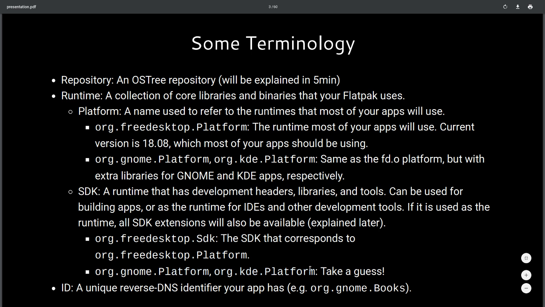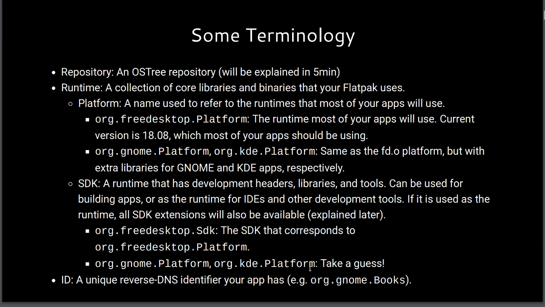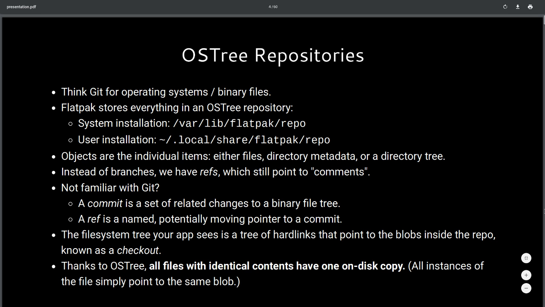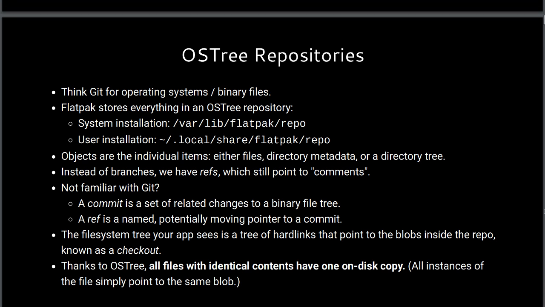But that's just a big overview of some terminology, and then we have the idea of an ID. It's just a unique identifier for your app. You've probably seen them dozens of times. It's domain TLD dot something dot something. Okay, OSTree repositories. I like to think of them as Git for operating systems.